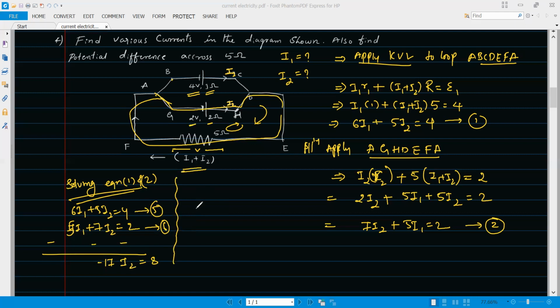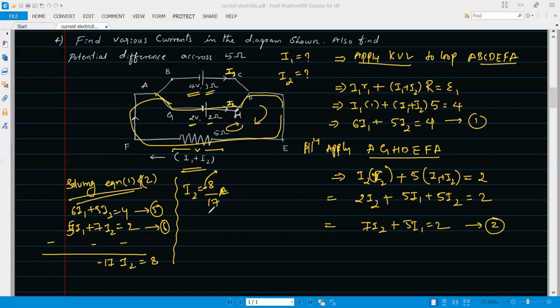So the I2 value is equal to minus 8 divided by 17 ampere. This negative symbol indicates that the current I2 is not in the direction which we have assigned. The meaning of the negative sign is that it is not in the direction we assumed, it is in the opposite direction. So let it be, it doesn't matter.